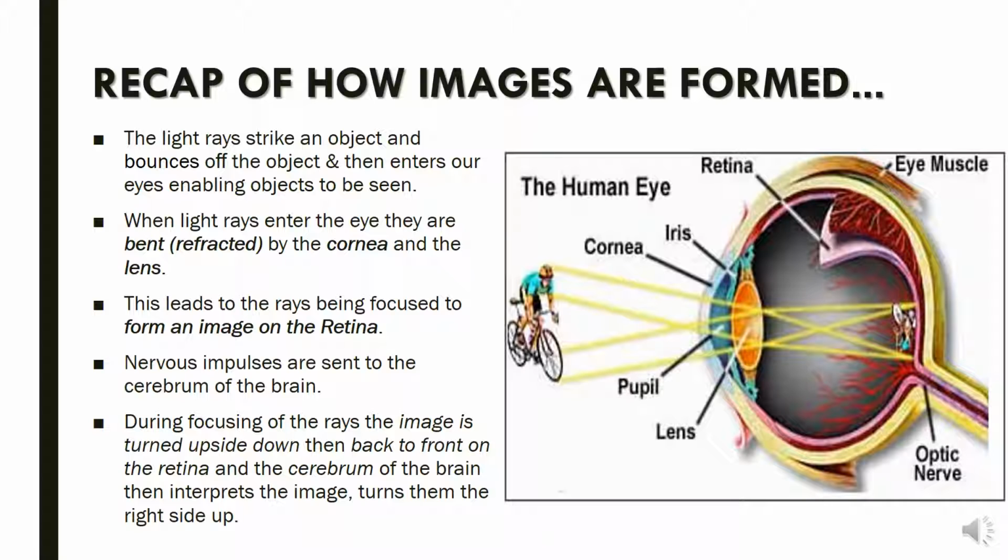And there's the optic nerve. If you follow on this diagram, there's the optic nerve which is next to the retina, and the optic nerve picks up that upside down image and sends the message to the brain. Which part of the brain? The cerebrum. And what does the cerebrum do? The cerebrum will interpret that that's an image, whatever the image is, and it will turn it so that it interprets that image the right way up. And that is how we're able to view an image.